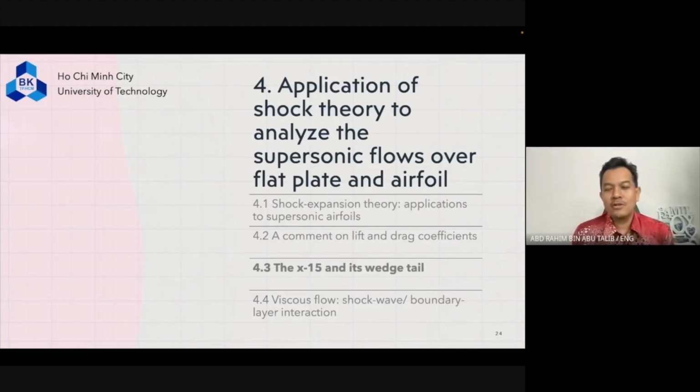Okay, now we want to continue on the subtopic of 4.3, the X-15 and its wedge tail. Before we had a break just now, we had already gone through the shock expansion theory. So we saw the combination of the shock wave theory as well as the expansion wave theory in the application on supersonic airfoils. There are two cases where we have already looked into the flat plate application as well as the diamond wedge airfoil shape.